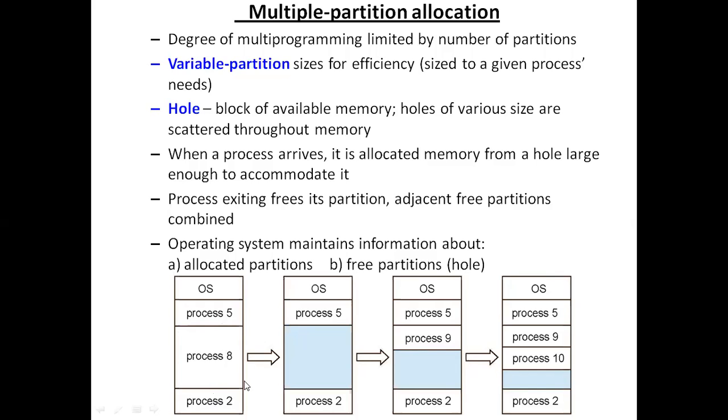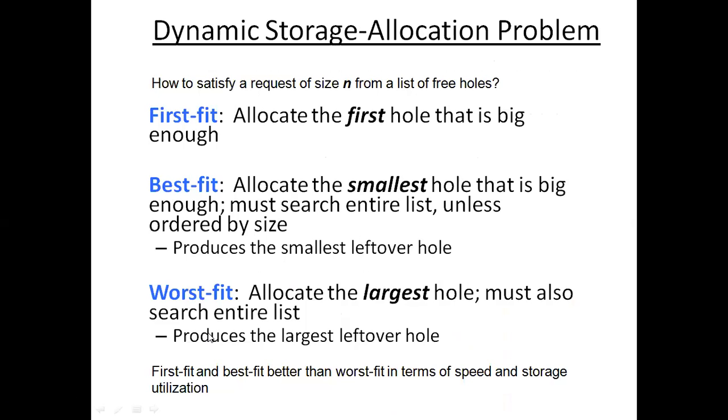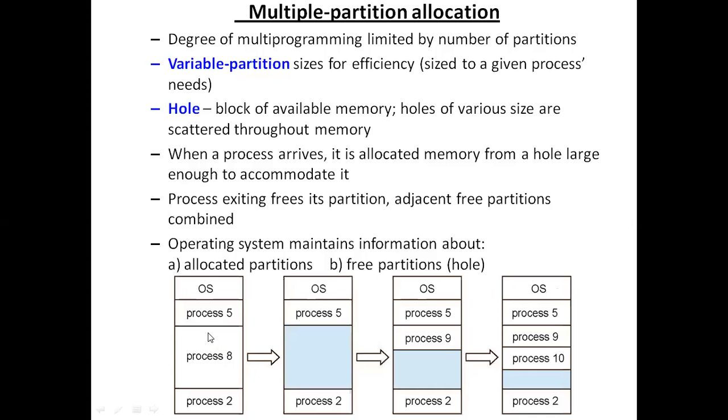In this case, there are 3 holes. Holes are nothing but blocks of available memory, and holes are of various sizes which are scattered throughout the memory. Okay, so just assuming that these 3 processes are not there, I say there are 3 holes which are of different sizes.